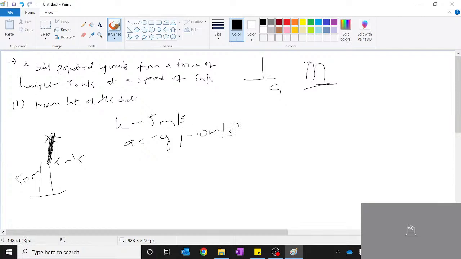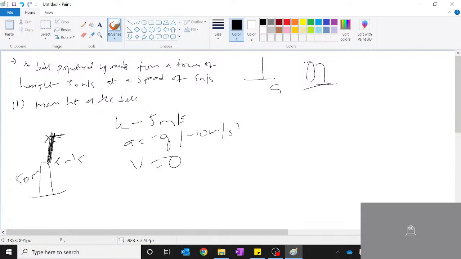In the simplified case, we take g as minus 10 meters per second square. Clear? Understood? Now tell me, what are you supposed to find out? You are supposed to find out the maximum height. Let's say this is the maximum height. At maximum height, your v is nothing but 0, correct?